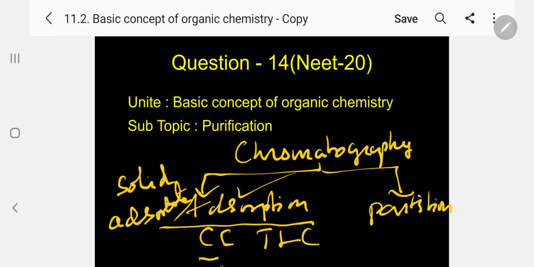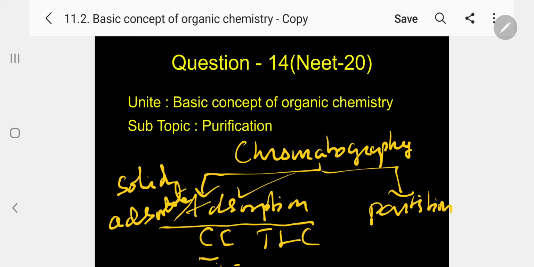In column chromatography, a burette-like apparatus will be used, but the diameter will be large, 1 inch, 2 inch. You can even take 1 kilogram of adsorbent. So when you take a mixture of solid or liquid and add a suitable solvent, it will be separated due to the adsorption technique.